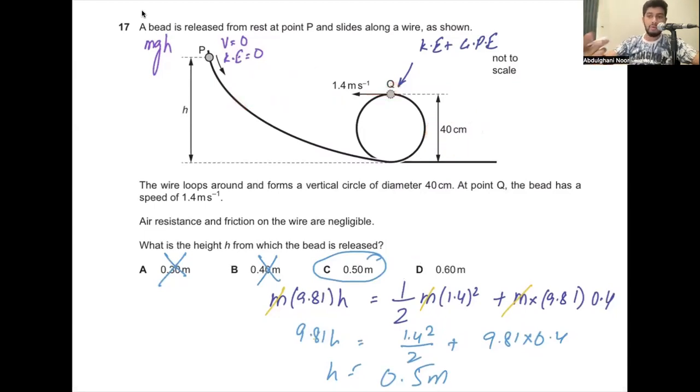Right. How did I get the right side of the equation? On the right side you have kinetic energy plus gravitational potential energy. Okay, there is some height, so it possesses gravitational potential energy, and it is moving with some speed, so it also has kinetic energy. So half into m into 1.4 squared plus mgh.